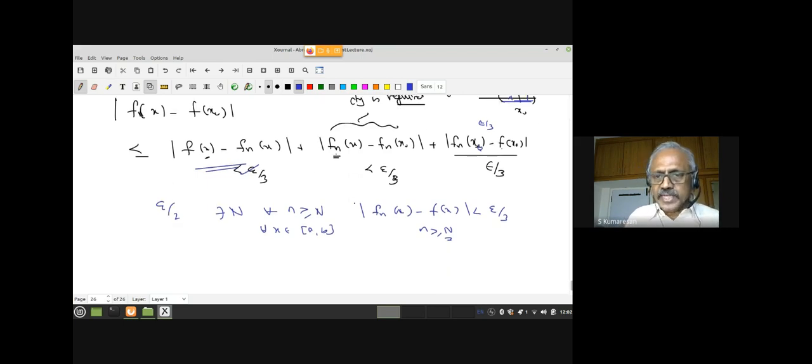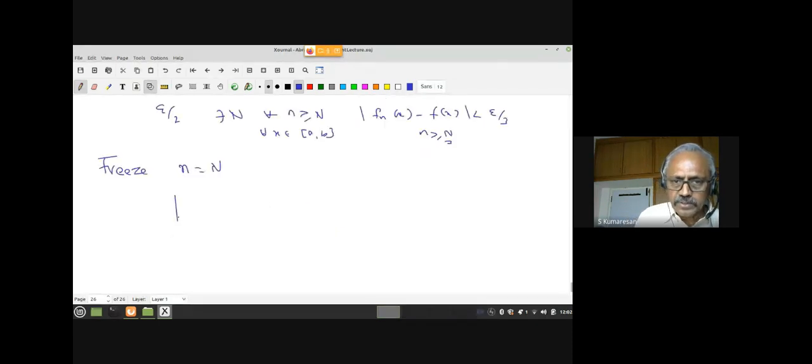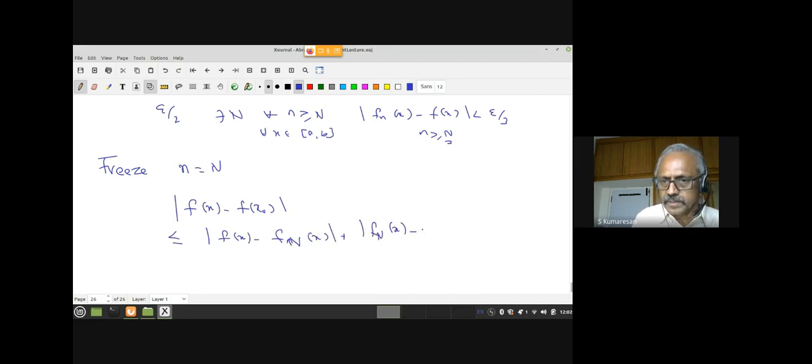Now I don't want to keep saying that n is greater than or equal to capital N. What I will do is I will freeze. Okay, I'll choose only one n. So I will write it as f of x minus f of x naught is less than or equal to mod f of x minus capital Fn of x plus capital Fn of x minus capital Fn of x naught plus capital Fn of x naught minus f of x naught.